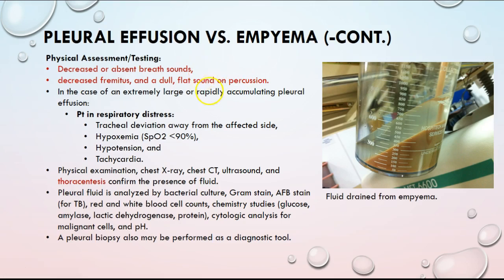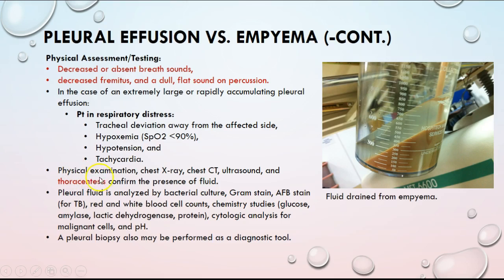effusion. Decreased fremitus and a dull, flat sound on percussion. In the case of a large amount, a lot of times patients will need to have this drained. If they're in respiratory distress, there might be tracheal deviation away from the affected area. They can have O2 sats less than 90, hypotension, and tachycardia.